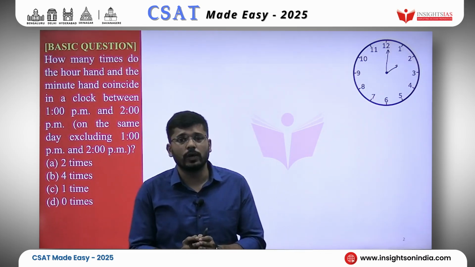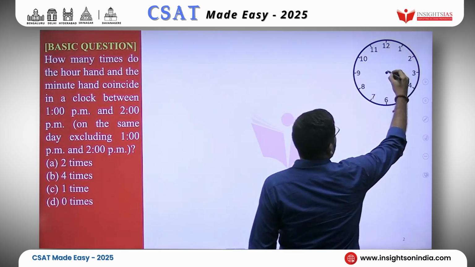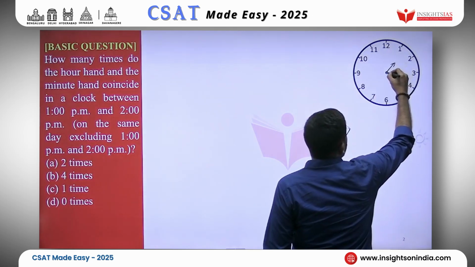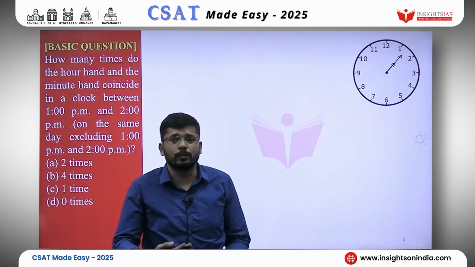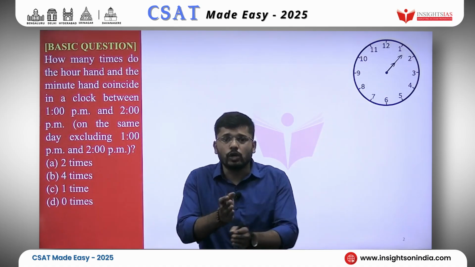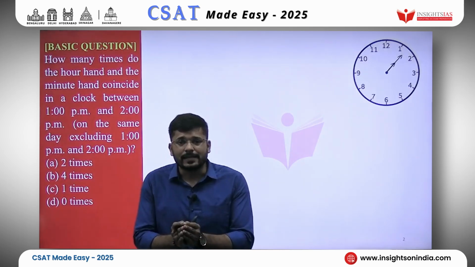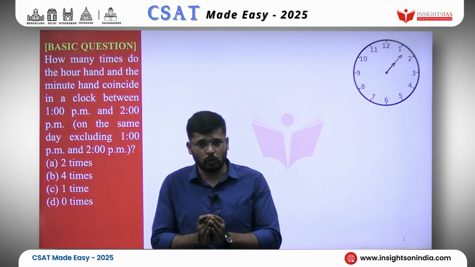What do they mean by coincide? Like this. If this happens, then the hour hand and the minute hand are said to be coinciding, that is one upon the other. And they are asking us how many times it happens between 1 o'clock and 2 o'clock.